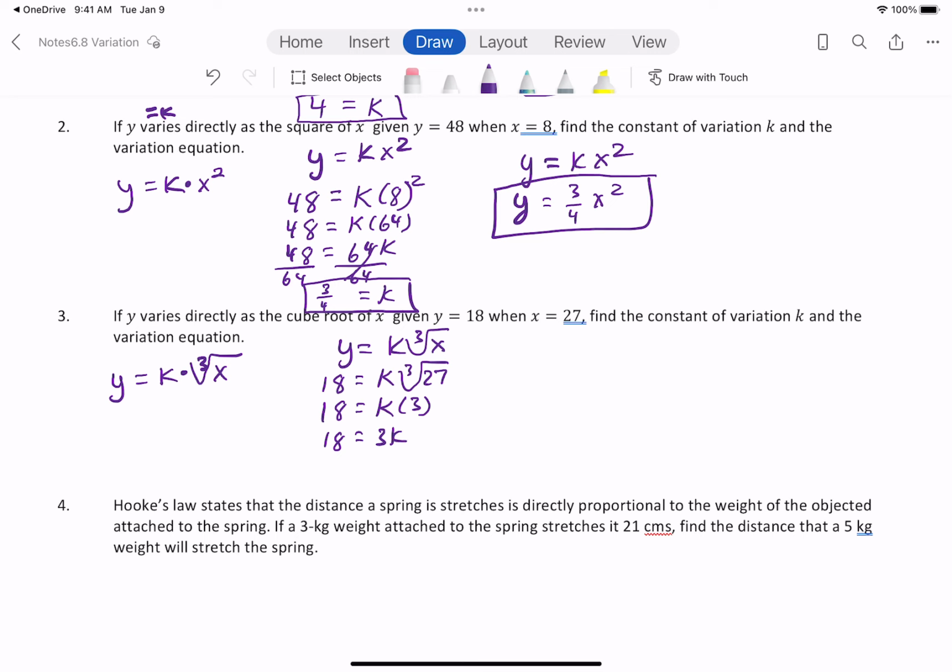So you can write it this way again. To get k by itself, I'm going to divide by 3, and that gives me k equals 6. So this is my constant of variation. And then lastly, we're going to write the variation equation by substituting back in the value that we got for k.